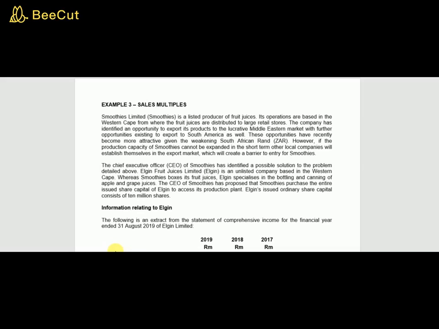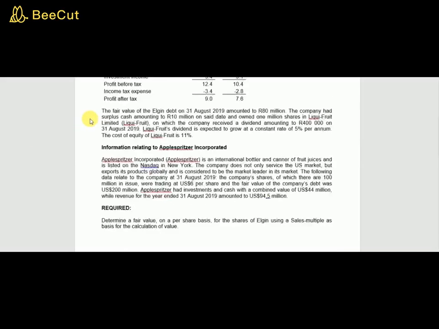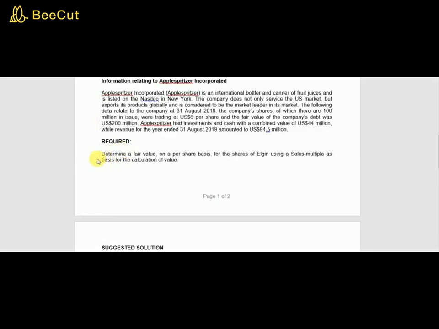All right, hopefully you've all got your answer. Let's run through this particular question together. Once again, we're looking at Smoothies Limited. If we quickly go down to the required, determine the fair value on a per share basis for the shares of Algon using a sales multiple as the basis for the calculation of the value.